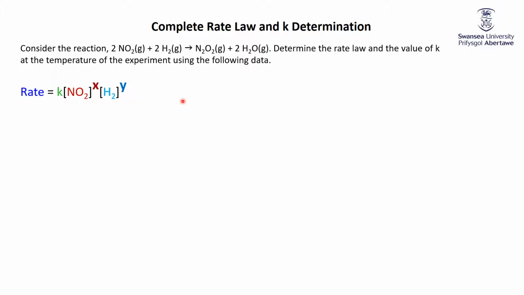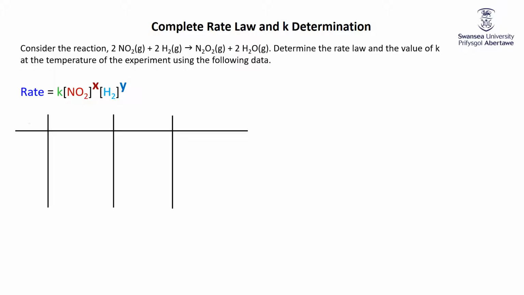Now the way you would do this is you would do several experiments in which you vary the concentrations. So you would know the concentration of NO2 at the start, you'd know the concentration of H2 at the start, and you would need to determine the rate. And the way you would determine the rate is that you would plot out the concentration of one of the species in the reaction against time. Thus you would have to be able to measure one of those concentrations against time.